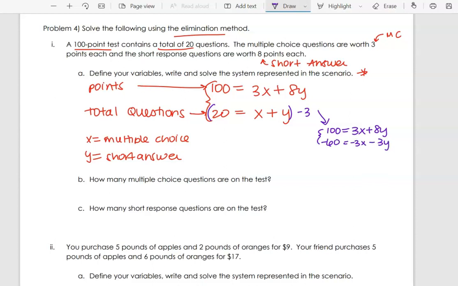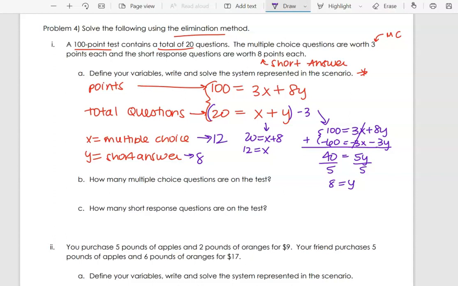And then we get to add these equations together. 100 plus a -60 gives me 40 equals 3x plus a -3x, those x's eliminate. 8y plus a -3y is 5y divided by 5. 8 equals y. So we know we've got 8 short answer. And then we're going to use this equation to find x. 20 equals x plus 8. Subtract 8. I've got 12 multiple choice. And that's kind of my answers to part B and C.